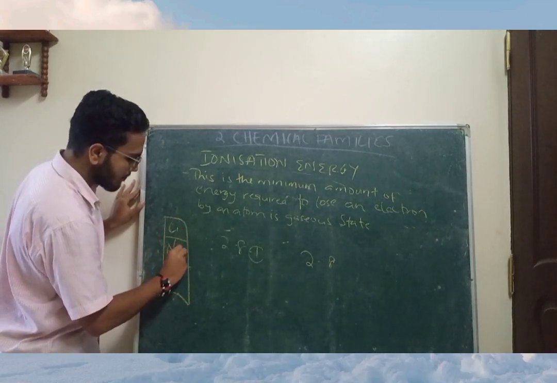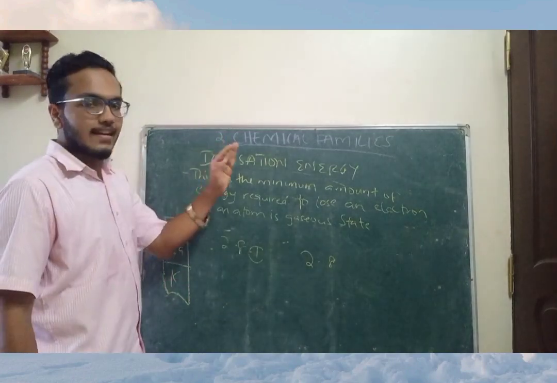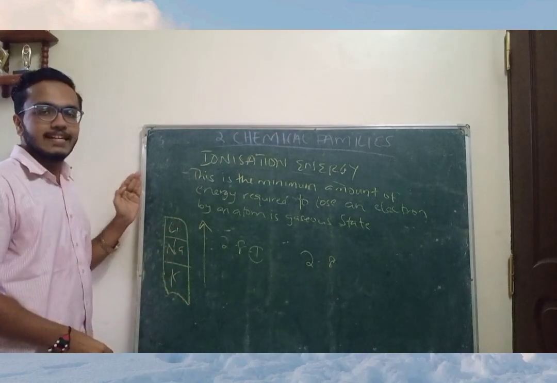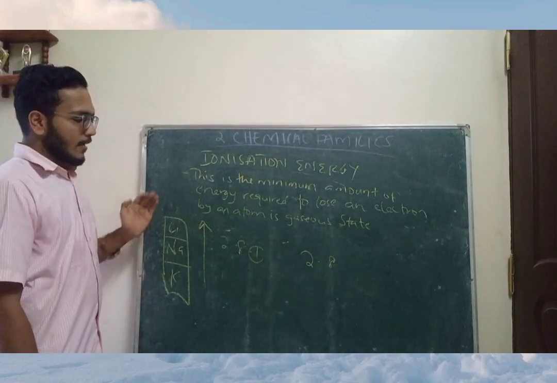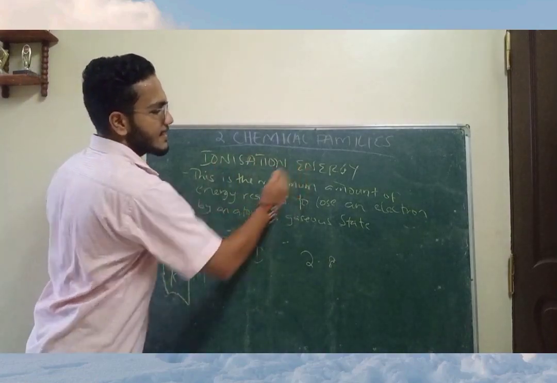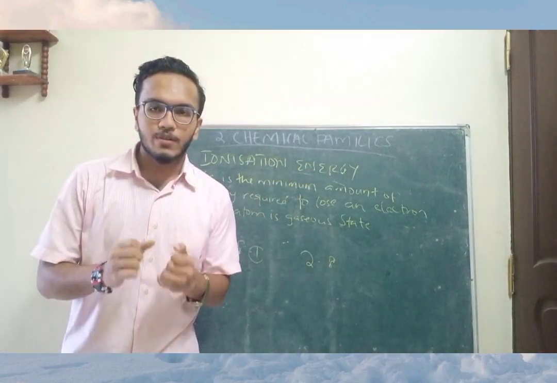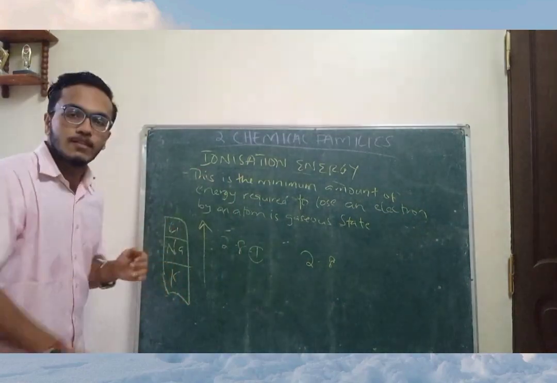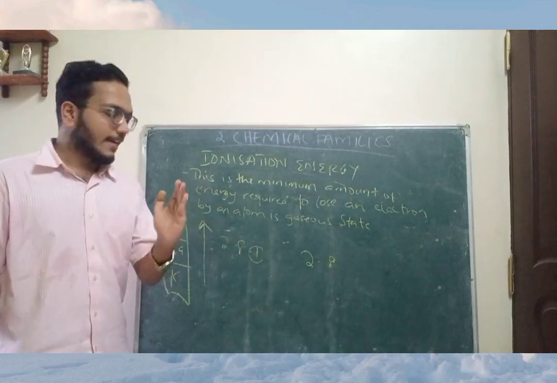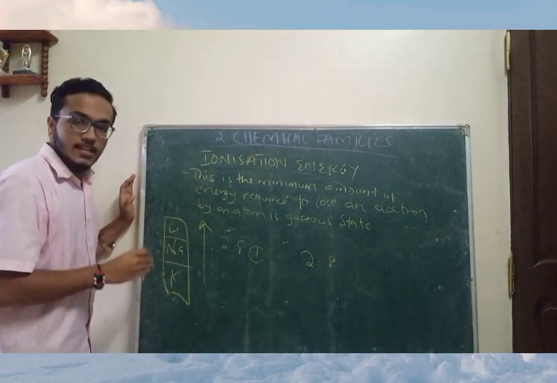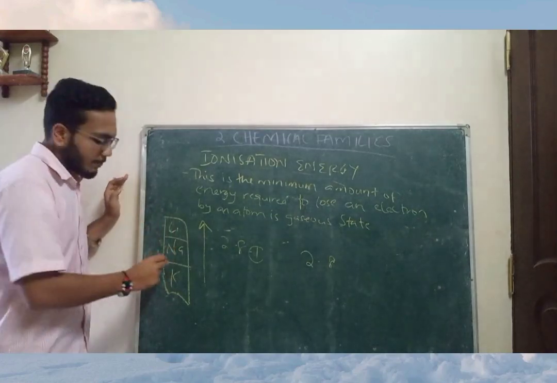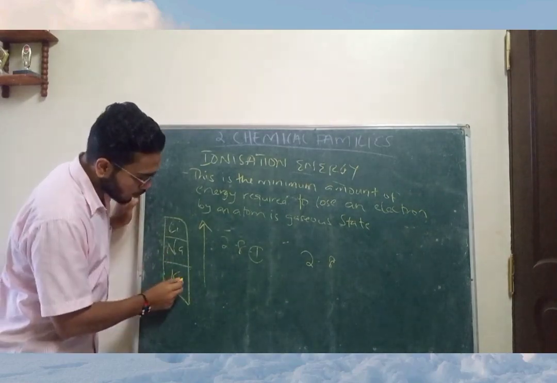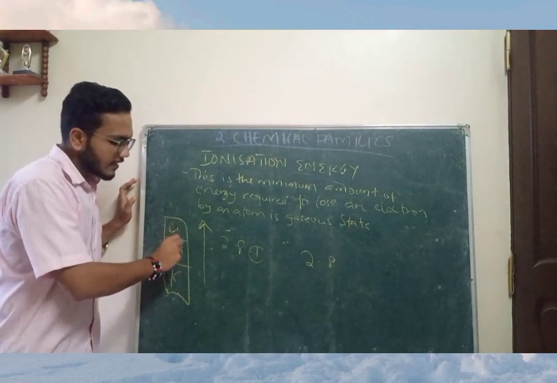Lithium, sodium, potassium. The ionization energy decreases down the group or increases up the group, but you can say decreases down the group. Why is this? Ionization energy depends on the nuclear force of attraction of the atom, and the nuclear force of attraction of the atom in the group depends on number of energy levels and atomic radius. So atomic radius, as we said, of sodium is greater than lithium and potassium is greater than sodium.